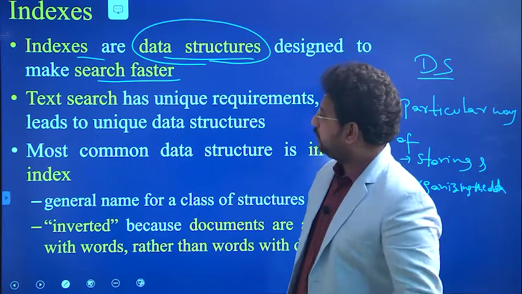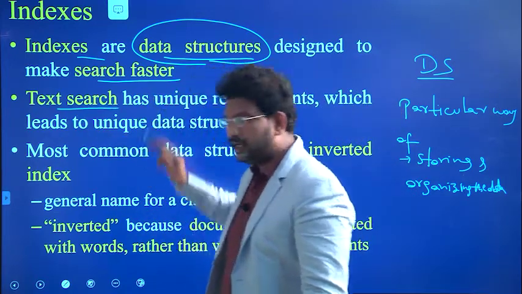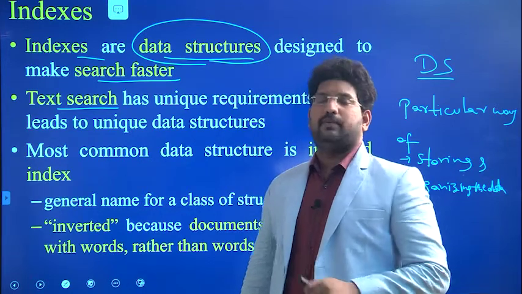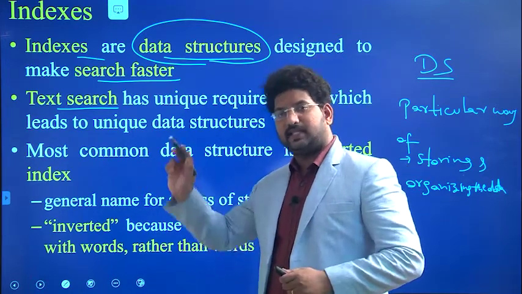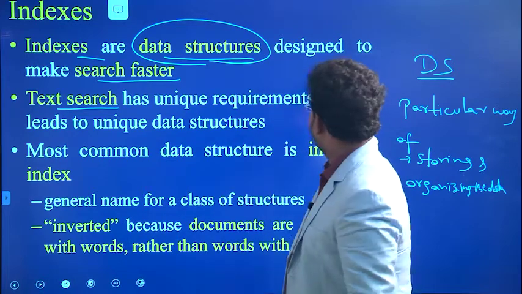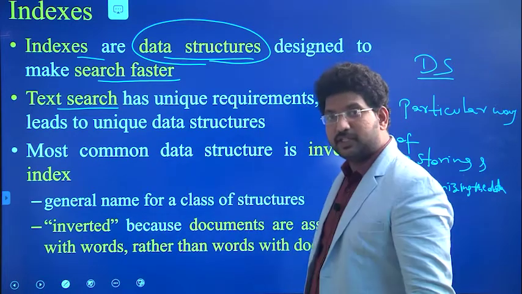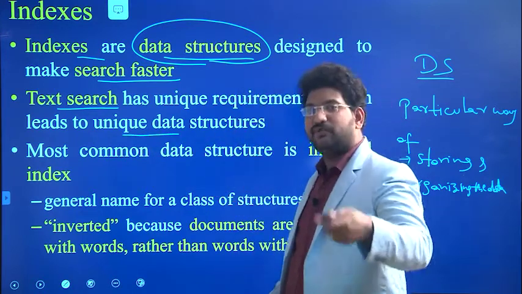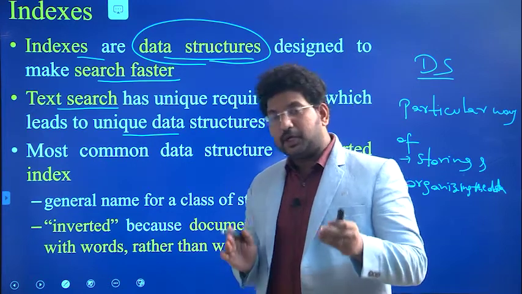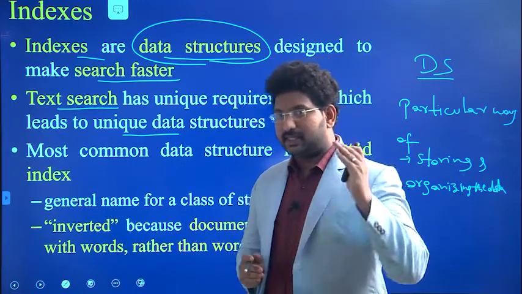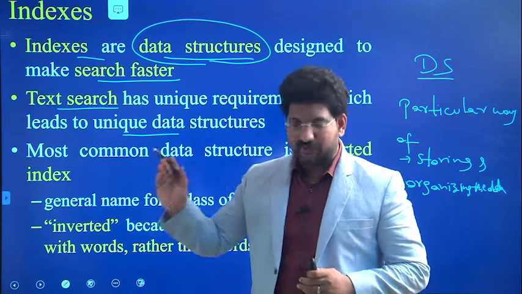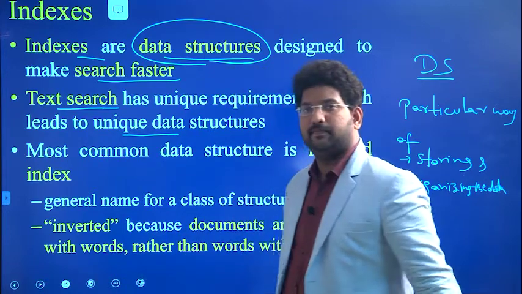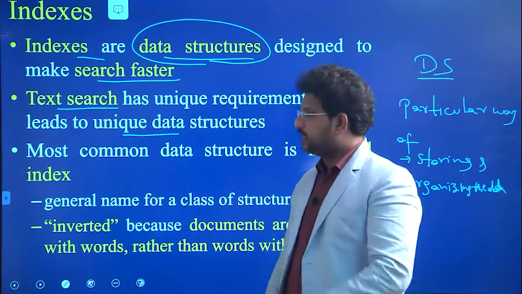For search, you can search videos, audios, images, everything. But particularly when I am talking about text search, it has unique requirements which lead to unique data structures. So for the purpose of text search, there are particular and unique data structures. That is the concept we are going to study as part of this indexing concept.